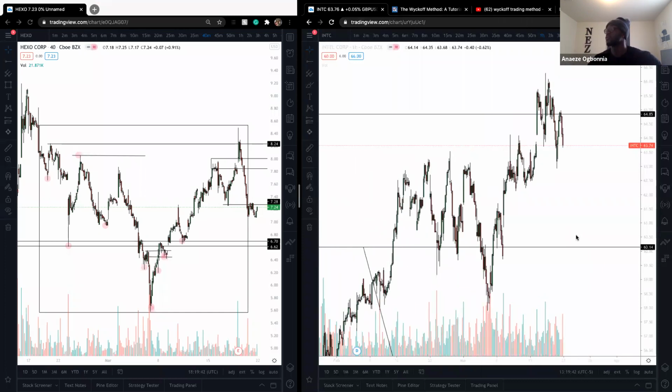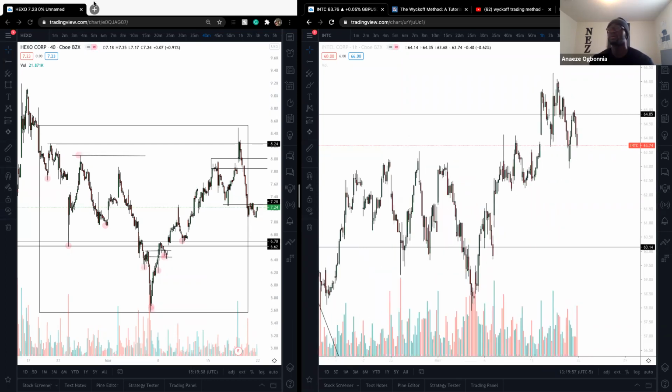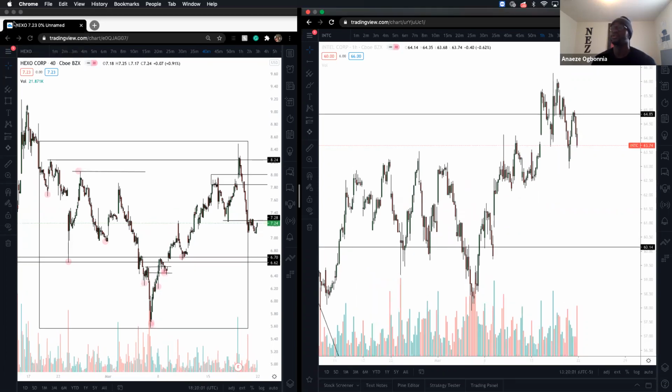Okay, so what we have here is that we can see INTC is bearish, because of the fact that there's a break of structure right there. Let me get this out of the way and move this over, so we're going to have just one chart.